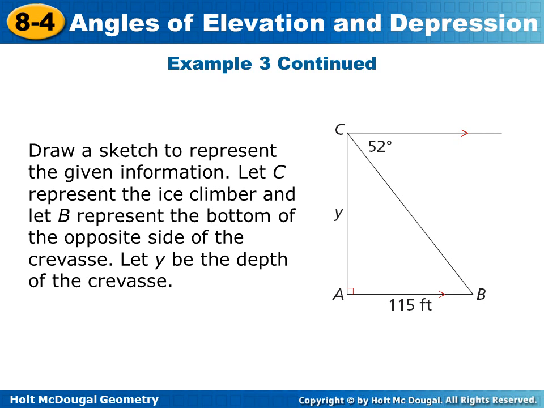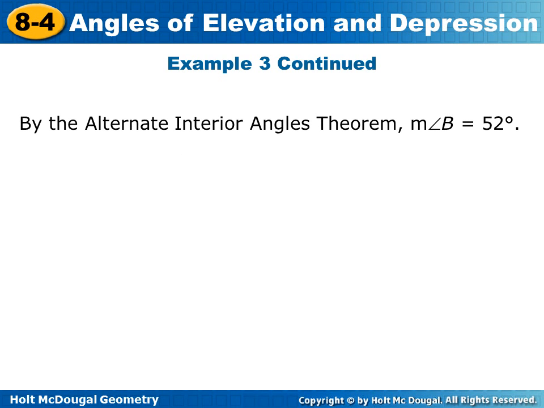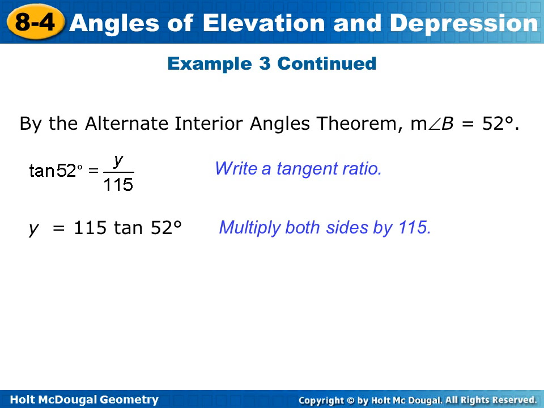We have our angle of depression, which is 52 degrees, and y is the depth of the crevice, and the distance is 115 feet at the bottom. The alternate interior angle theorem says that the measure of angle B is 52 degrees. So we set up a tangent ratio saying that tangent of 52 is y over 115. We chose tangent because we're using an opposite and an adjacent side. We multiply both sides by 115 and get the following expression. Put that in our calculator and find that y is approximately 147 feet.